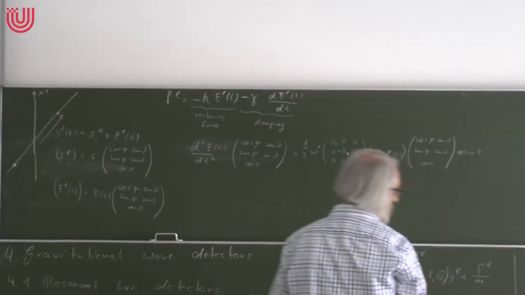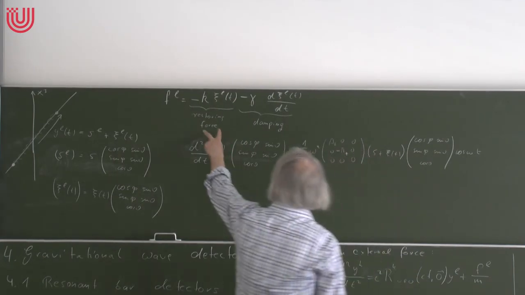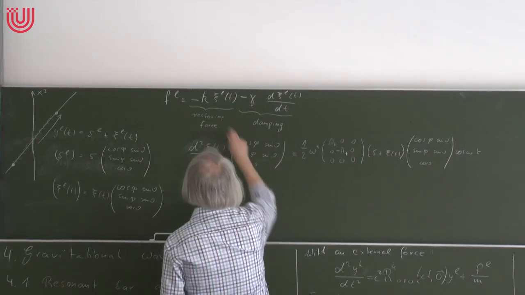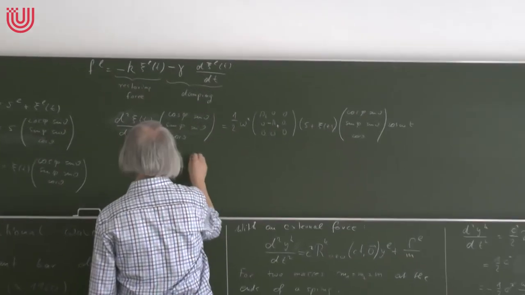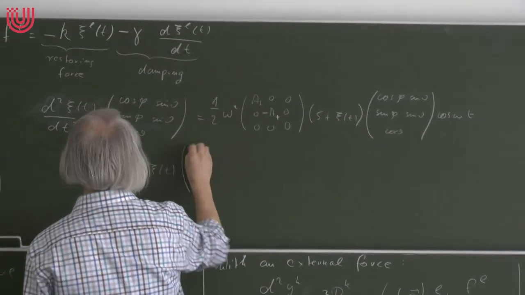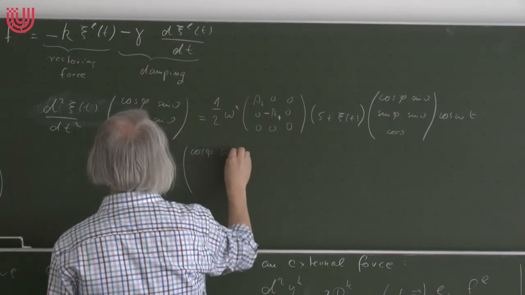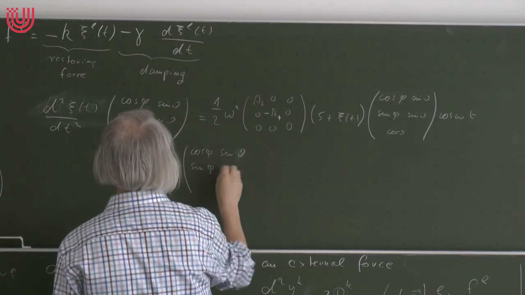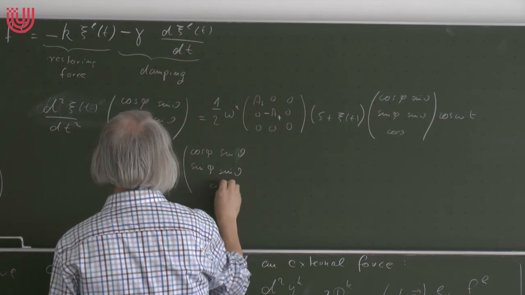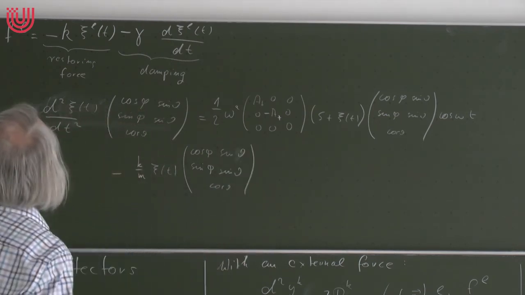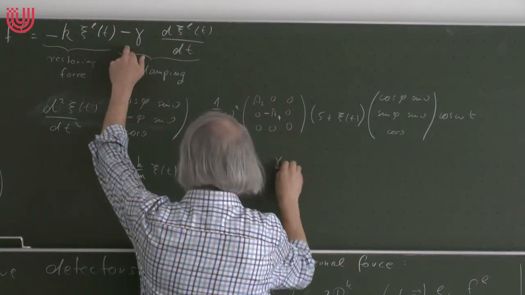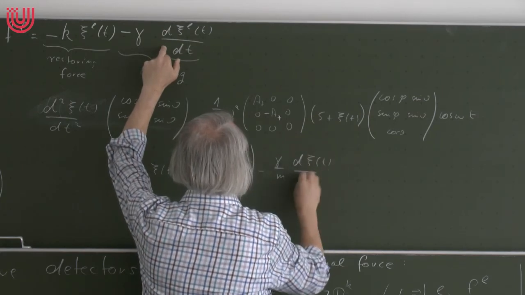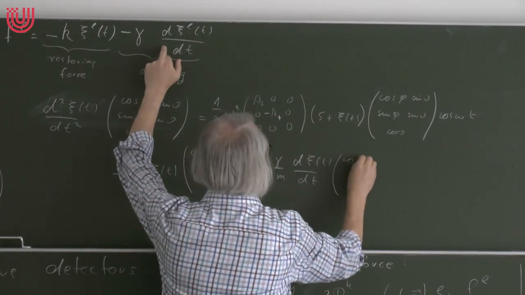Cosine omega t plus fl divided by m. Plus fl divided by m means, let me continue here, minus k over m psi l. Psi l is psi of t, and then again the direction vector, cosine phi, sine phi, sine theta here, of course, cosine theta, and this divided by m, minus gamma over m, and now the first derivative, this is d psi by dt, and the direction vector, which is constant.